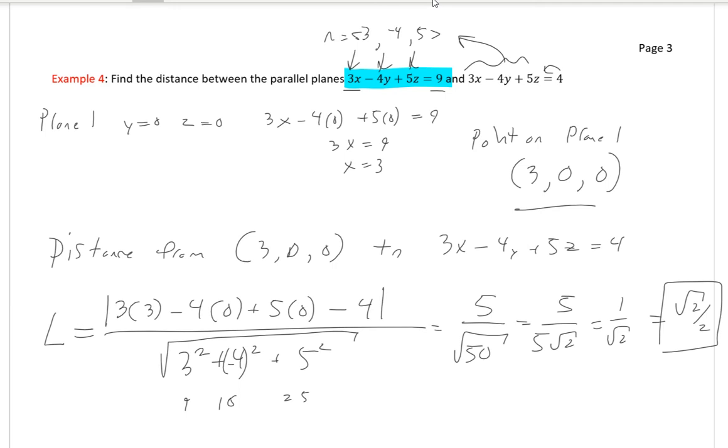But with that said, that's it really in terms of dealing with lines and planes in three-dimensional space.